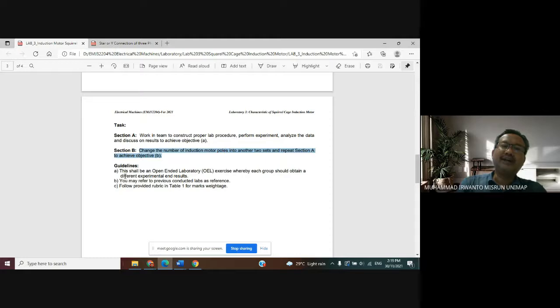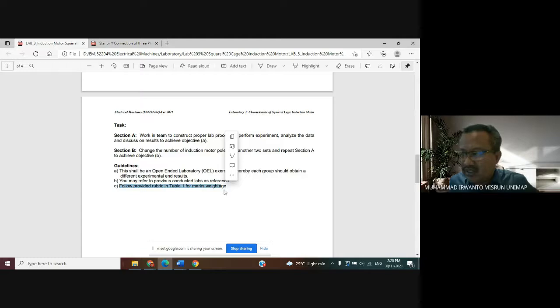For B, you may refer to the 2 previously conducted labs as reference. It means that in previous years, I think there are videos on YouTube, so you can refer to them or follow what I explain today. For C, follow the provided rubric in Table 1 for marks weightage. Now we can see the rubric.